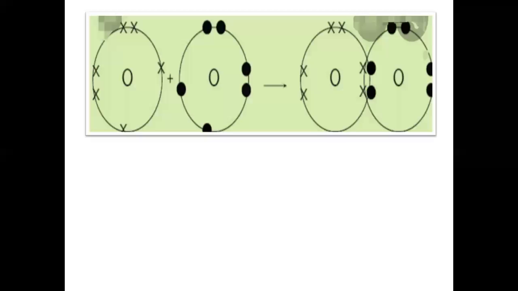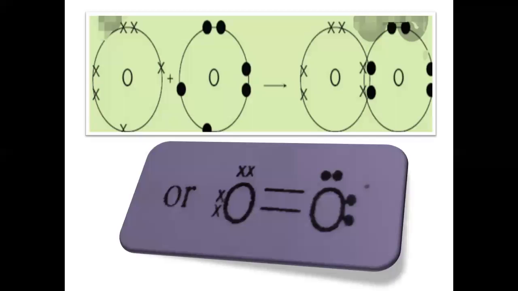In this image, you can see oxygen atoms. There are two oxygen atoms. Electrons of one oxygen atom are represented by crosses and the other by dots. And then they share two pairs of electrons, two crosses and two dots. So the electron density is between the nuclei of two atoms.